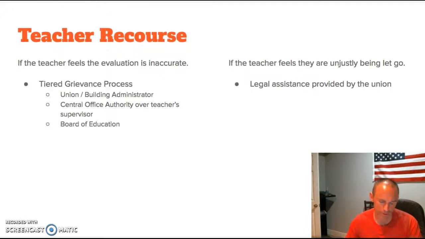You would start with your union, and then the building administrator himself. If your administrator is an assistant administrator, then you might go to their boss first. Beyond that, you would then go to the central office personnel that oversees the building, whether that be the one in charge of secondary instruction or directly to the superintendent himself. It just depends on the issue. And then finally, the last recourse would be the Board of Education. If it unfortunately rises to the level of being dismissed, the teacher really has one recourse, and that is legal action, and the union is there to support that effort, or the teacher could hire their own representation as well.